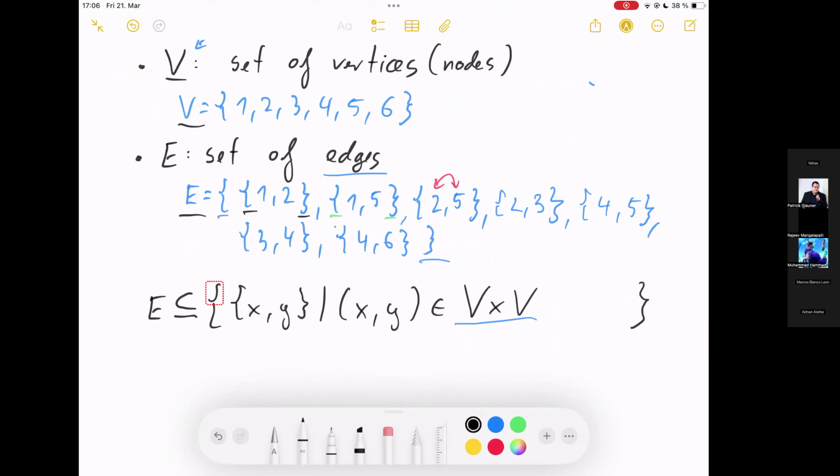And there's a question about if a node is connected to itself. I will be coming to this very soon, in a moment. But we first continue with this definition.